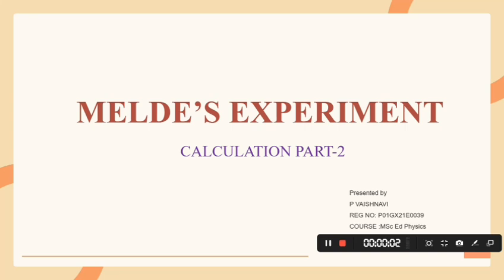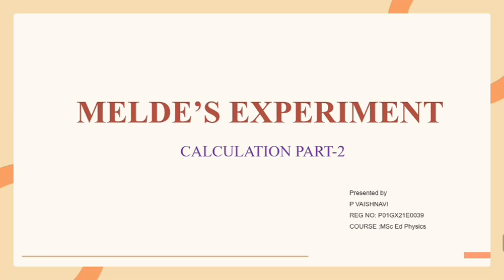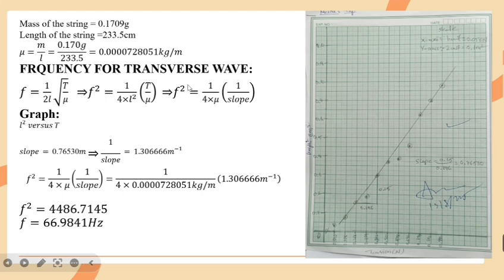We have seen how to calculate frequency using the tabular column. Now we will calculate the frequency using a graph, that is, frequency for the transverse waves. We have the equation f equal to 1 by 2L into root over T by mu. If we further simplify this equation, we will get f square equal to 1 by 4 into mu into 1 by slope. That's the graph for L square versus T, that is x as tension and y as length square.